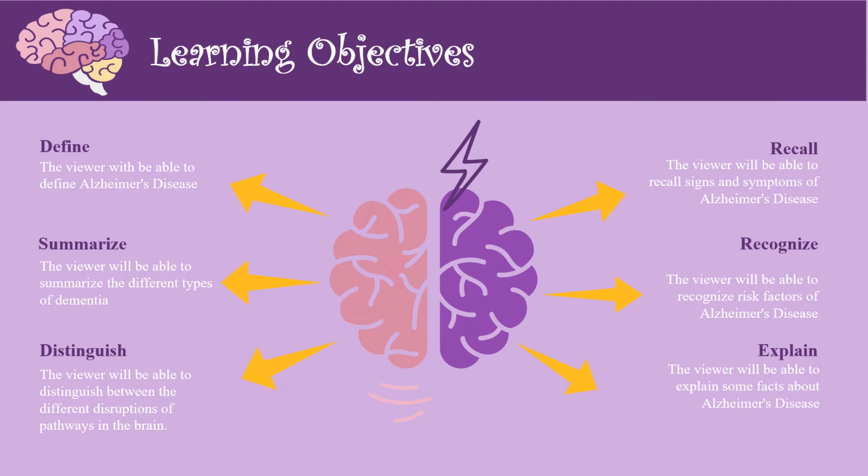Learning objectives. The learning objectives for this presentation are: the viewer will be able to define Alzheimer's disease. The viewer will be able to summarize the different types of dementia. The viewer will be able to distinguish between the different disruptions of pathways in the brain. The viewer will be able to recall signs and symptoms of Alzheimer's disease. The viewer will be able to recognize risk factors of Alzheimer's disease. And the viewer will be able to explain some facts about Alzheimer's disease.